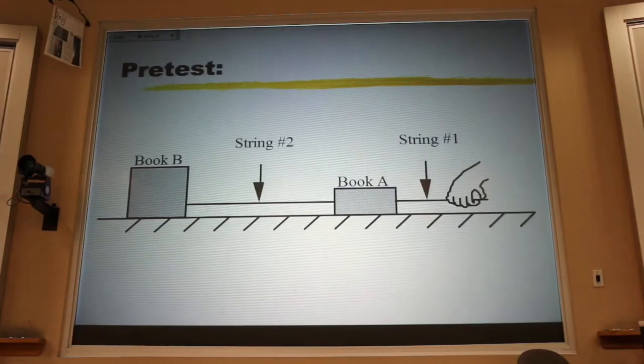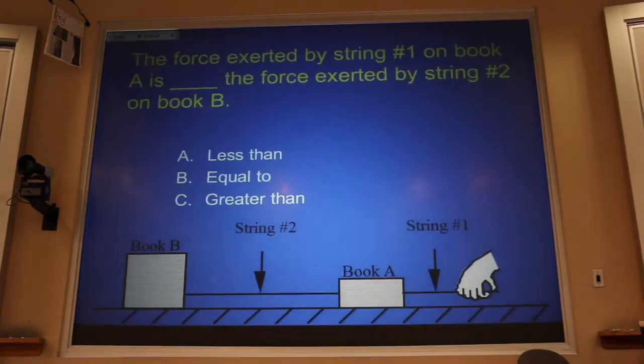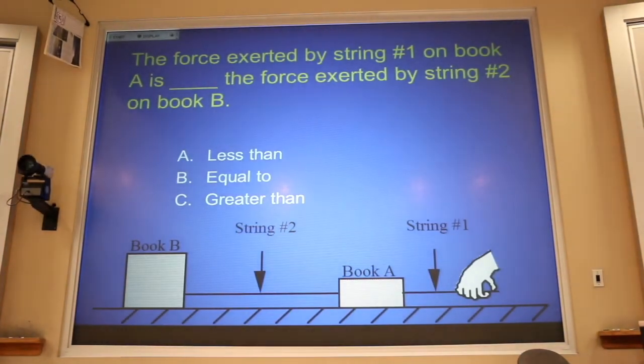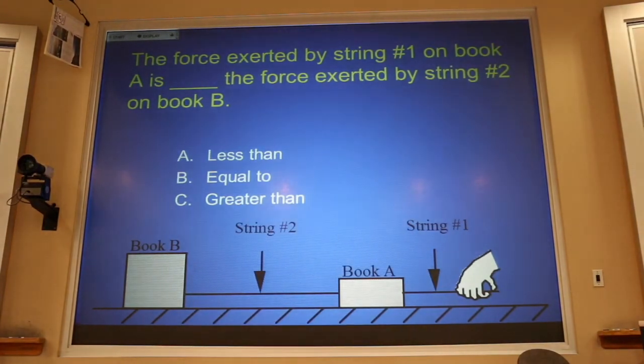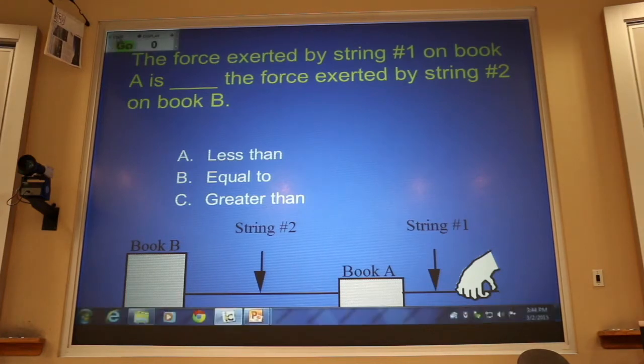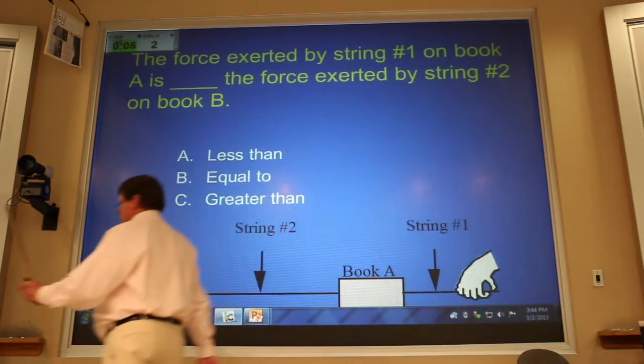You took this pretest last week, and you had two books, A and B. B had a greater mass than A. And you had this question: The force exerted by string 1 on book A is less than, equal to, or greater than the force exerted by string 2 on book B. Tell me again how you answered that. How did you vote?